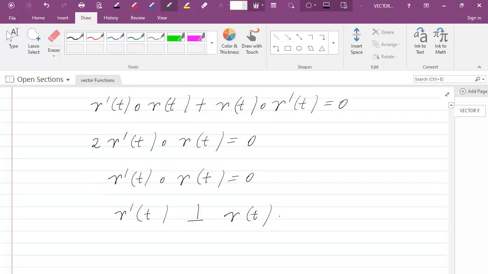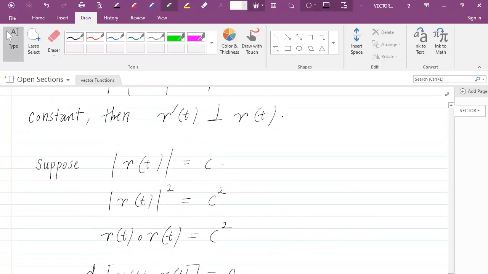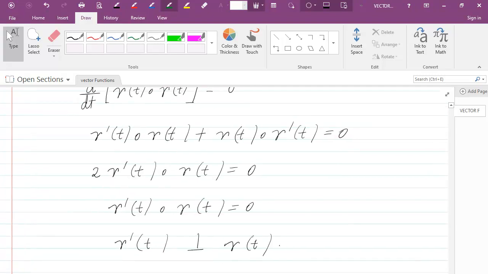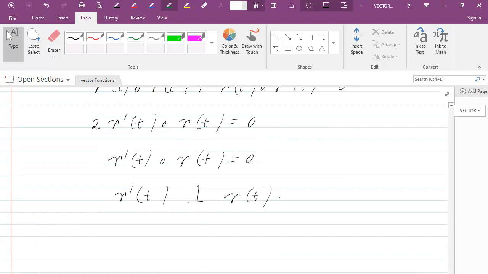Okay, so with that example, we are going to stop the video, and in the next video we will be looking at integrals of vector functions.